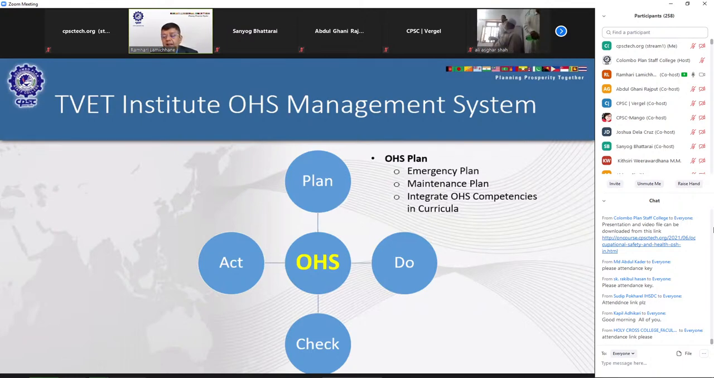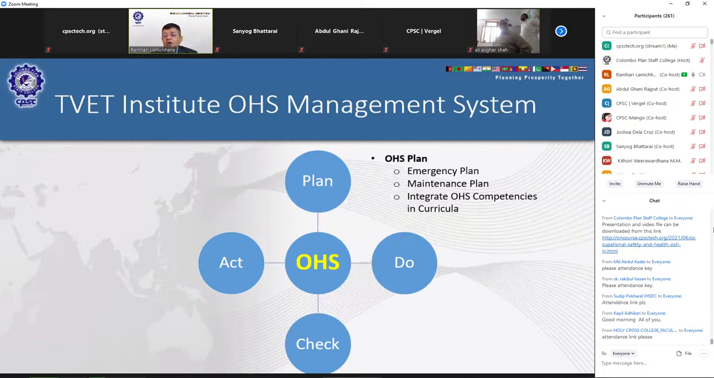The second one is a maintenance plan. Because of inappropriate maintenance and old machines and such things, accidents might happen. That's why we must have a very good maintenance plan. Maintenance plan means building maintenance plan, equipment maintenance plan, vehicle maintenance plan, electricity system maintenance plan, water supply system maintenance plan, gas system maintenance plan, everything. Even a human resource maintenance plan, which means how to motivate human resources always. That is a very important part. If our human resources are demotivated, many other accidents can come.